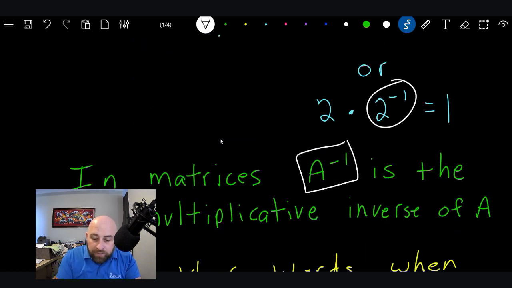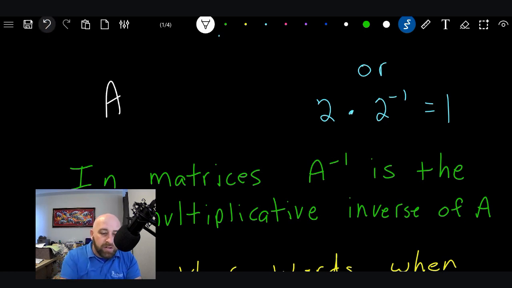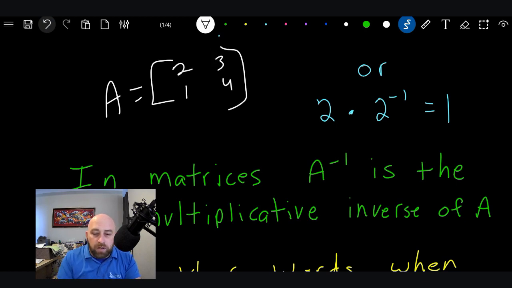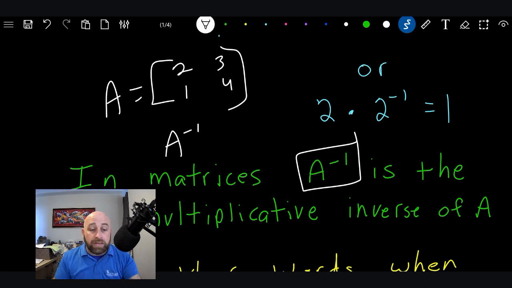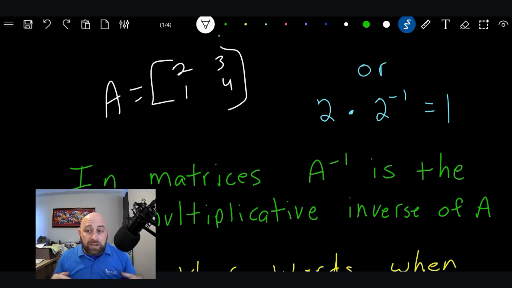All right, so in a matrix, if we have A to the -1, remember we have the A matrix, A equals 2, 1, 3, 4, for example. That's the A matrix. To invert the matrix, to get A to the -1, how do we do that? That's what we're going to learn in this lesson. That's the what, and that's the how. So in matrices, A to the -1 is the inverse.